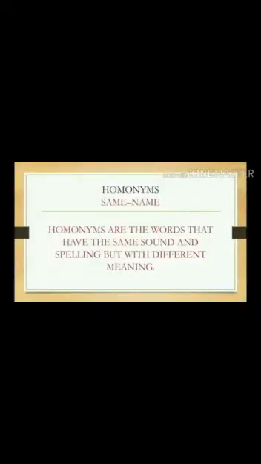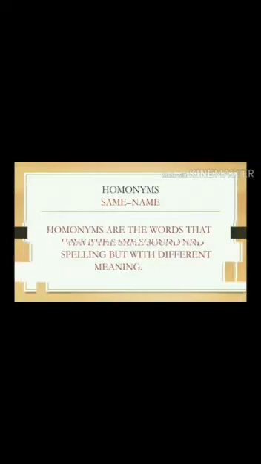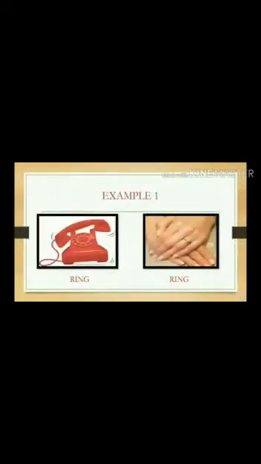Homonyms. Homonyms are the words that have the same sound and spelling but with different meaning. I repeat, homonyms are the words that have the same sound and spelling but with different meaning. Examples here too. Example 1. On the left, I have ring. Ring is an indication of an incoming call. And on the right, I have ring. Ring is a piece of jewelry worn on the finger.